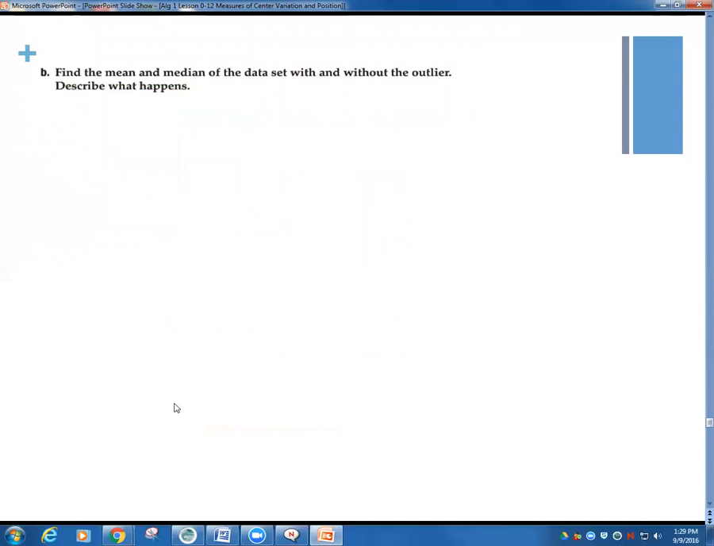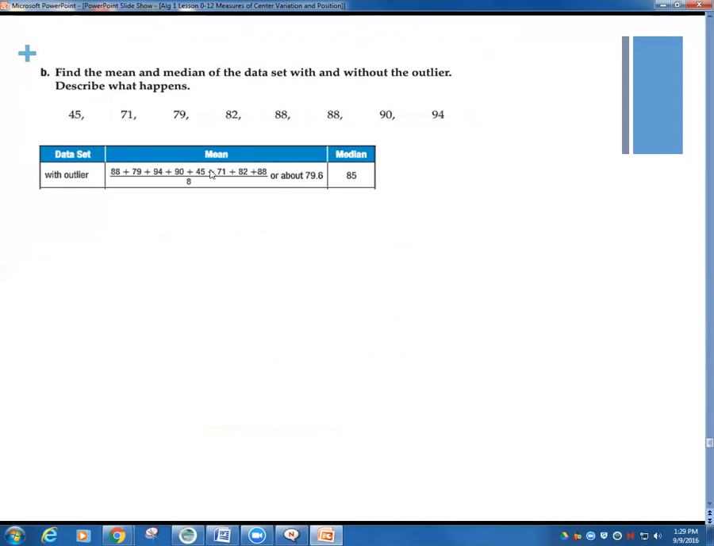So find the mean and median of a data set with and without the outlier. Describe what happens. So we have our numbers. The mean, 79.6. We already found the median is 85. That's with the outlier. If I take out 45, notice we're taking out a number, so we're only dividing by 7. So the average, or the mean, actually goes up a little bit because I'm taking out that extreme value. So the median is also 88 this time now.